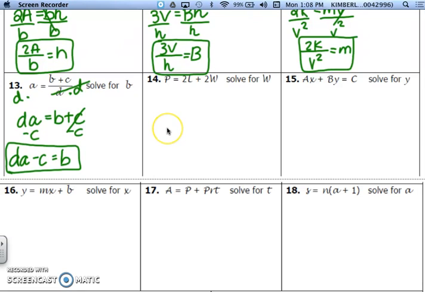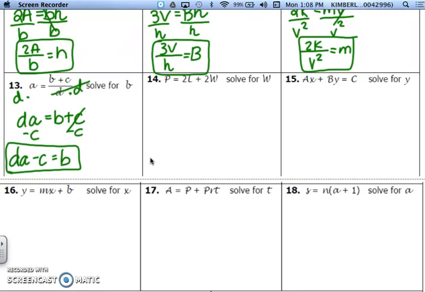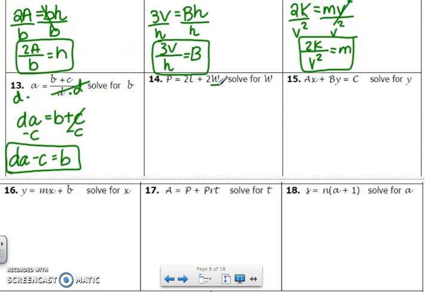Okay? Alright, let's try number 14 together, and then I'll let you try 15, 16, and 17 on your own. So I'm solving for w. Okay? Notice that there is a 2 next to the w, as well as this 2l. So I have to get rid of this 2l before I can handle what's right next to your variable. So the opposite of a 2l is going to be a minus 2l. So I have to minus 2l on both sides.